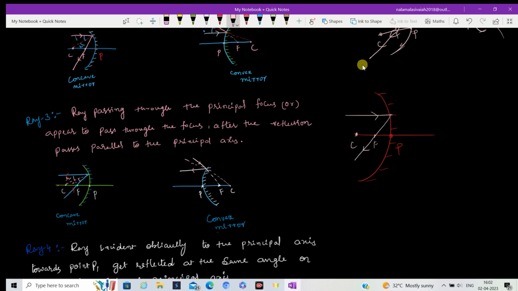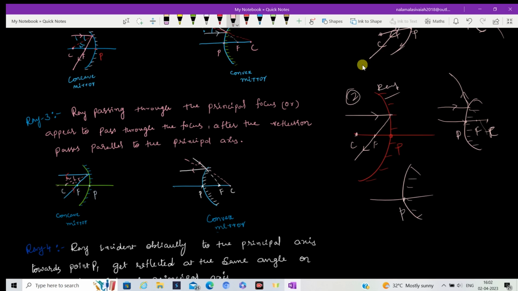Then you can consider the same convex mirror. If the light is passing through that one, after that it diverges and, extended, passes through the focus. So the reverse of it is the third ray rule. This is the second ray rule. Coming to this second ray rule, similar to the opposite of the second rule is the third ray rule.